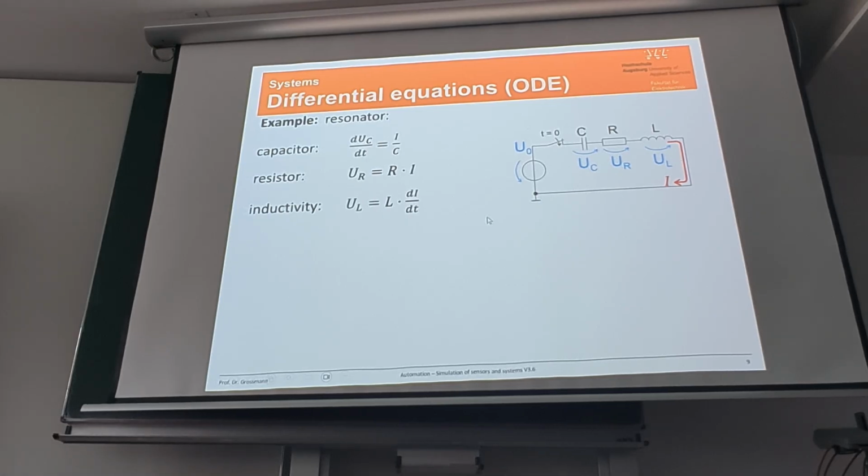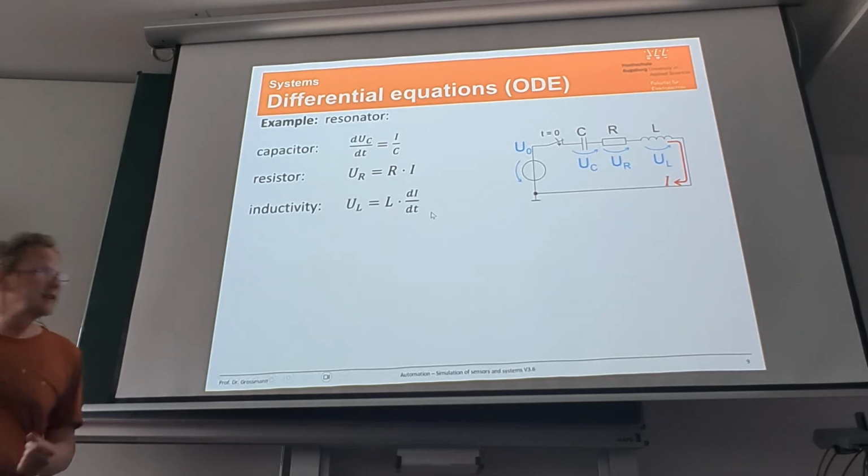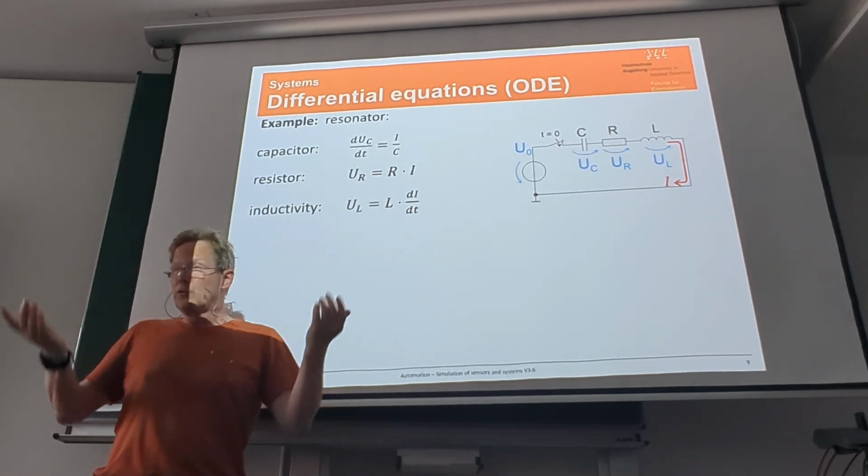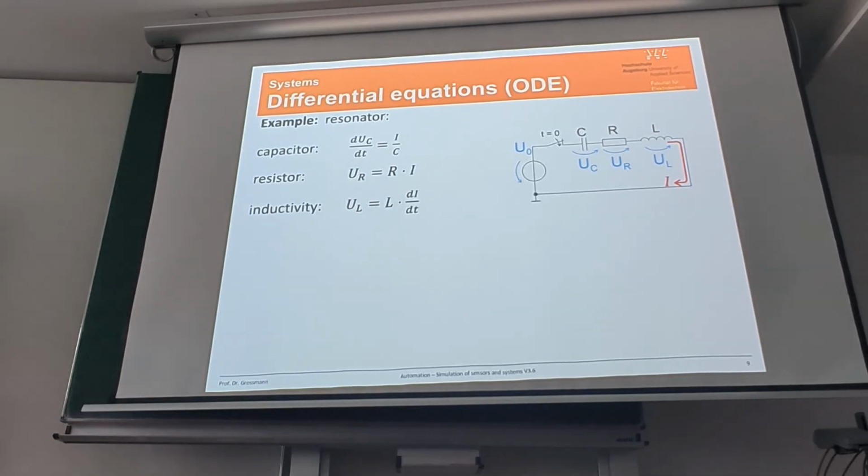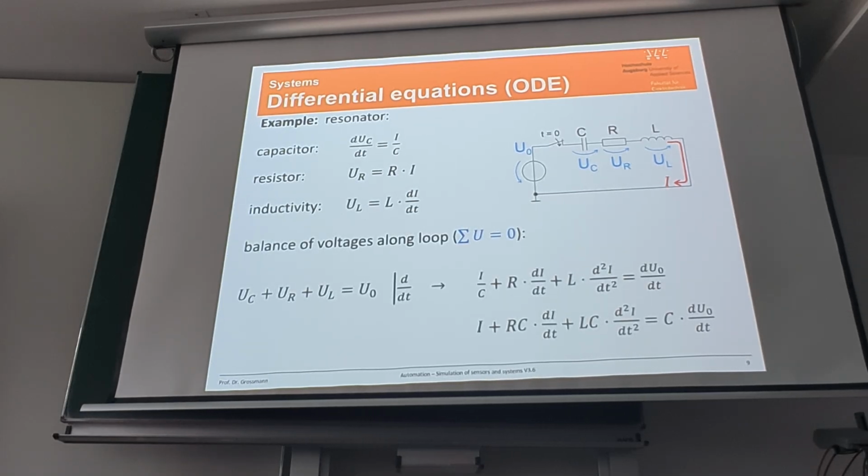Okay, first of all, each component has its own law. We already know what happens at the capacitor, so that's the same as before. For the resistor, we know, again, it's Ohm's law. For inductivity, well, this is the law of inductivity: if you change the current through it, you get a proportional voltage. Okay, and then we know something that combines all elements, that describes the whole system now. This is the basis for our differential equation. The sum of all voltages in the loop is 0.